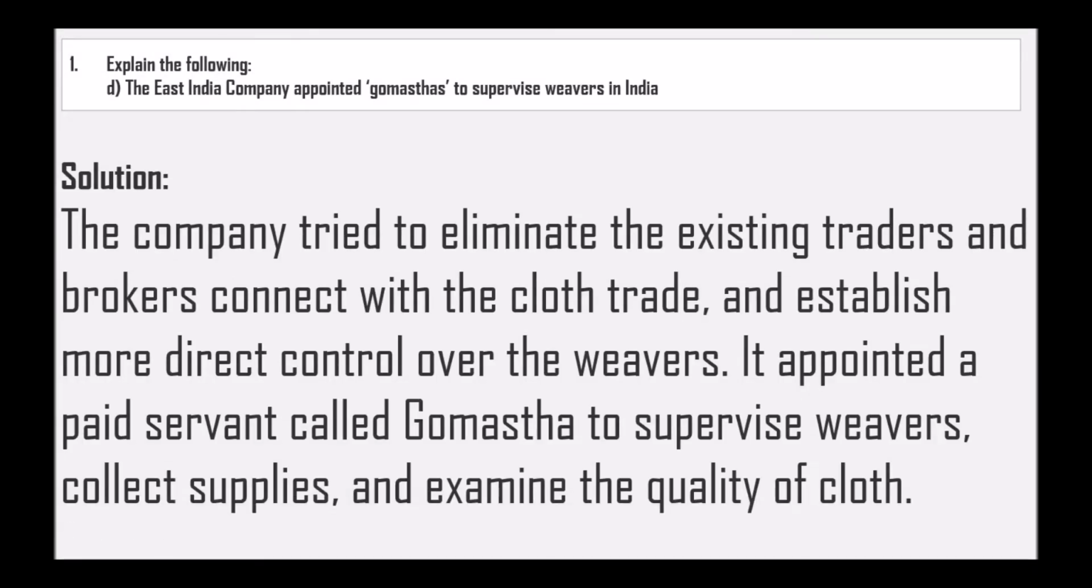Next, the East India Company appointed Gomastas to supervise weavers in India. The company tried to eliminate the existing traders and brokers connected with the cloth trade and established more direct control over the weavers. It appointed a paid servant called Gomastha to supervise weavers, collect supplies and examine the quality of cloth.